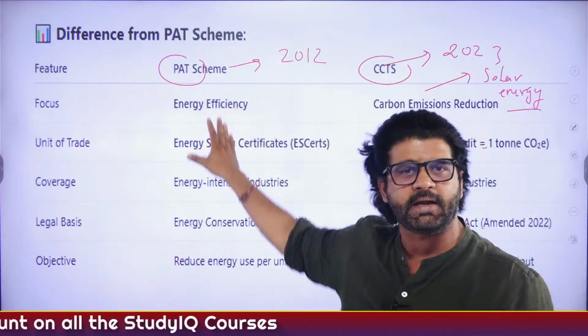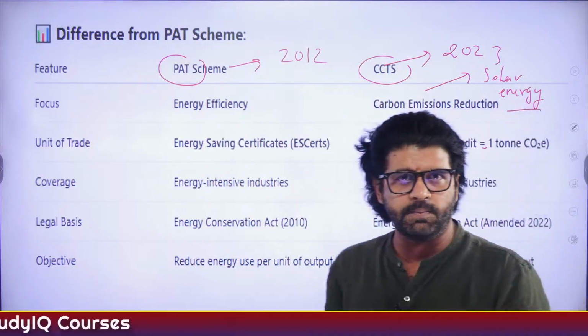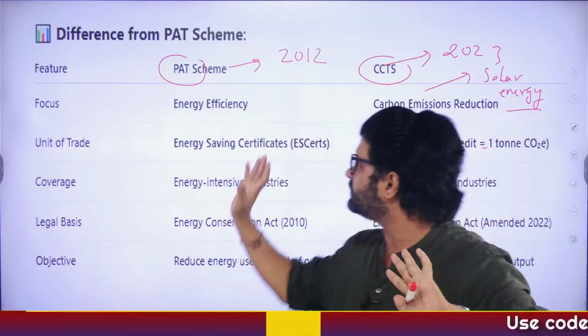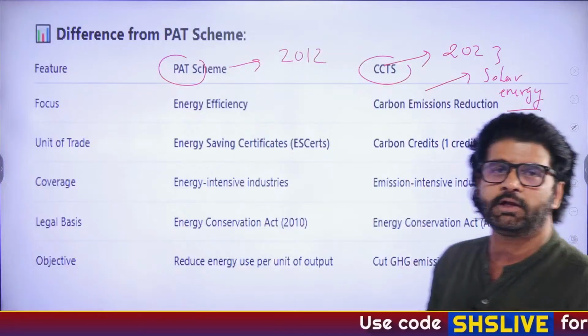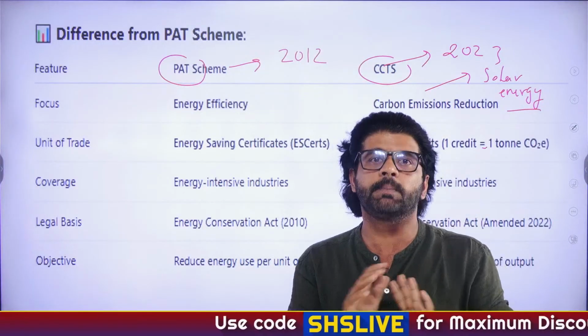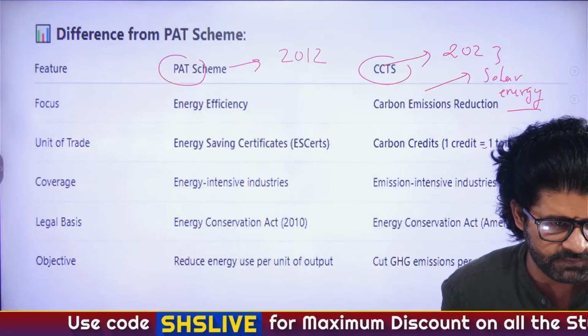Just remember, PAT is energy, CCTS is carbon emission, and energy efficiency and carbon emission are not the same, they are not equal. They sound the same, but they are different. Same, but different.